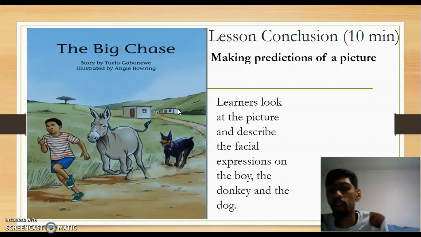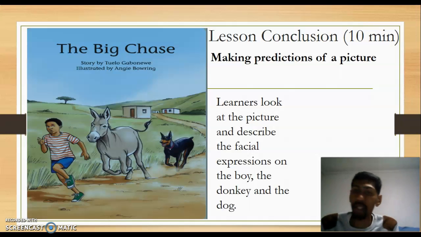And then the lesson conclusion, which will take us about 10 minutes, making a prediction from a picture. Learners look at the picture and describe the facial expressions. So the boy, which we can see here, looks very stressed and scared. The donkey looks upset, and then the dog also looks very angry, running behind the donkey.